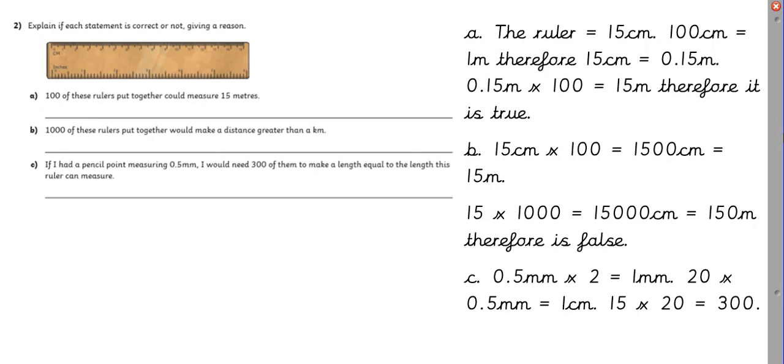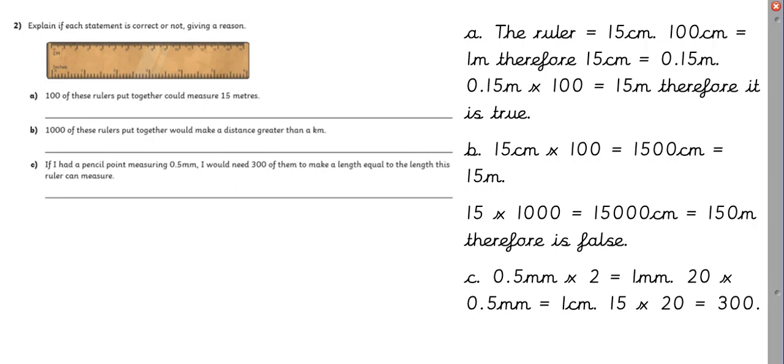And C, if I had a pencil point measuring 0.5 millimetres, I would need 300 of them to make a length equal to the length this ruler can measure. Okay, so if we multiply 0.5 millimetres by 2, we get 1 millimetre. So if I do 20 times 0.5 millimetres, I would get 1 centimetre because there's 10 millimetres in 1 centimetre. So that means there's 20 lots of 0.5 millimetres in 1 centimetre.